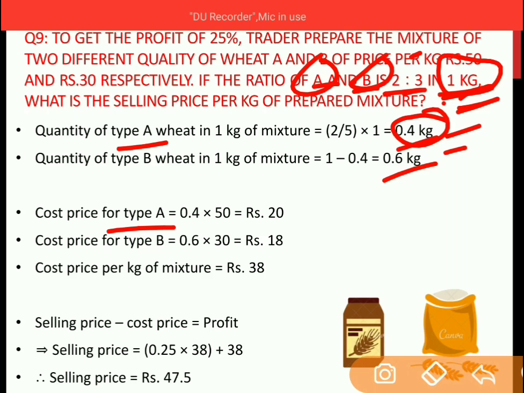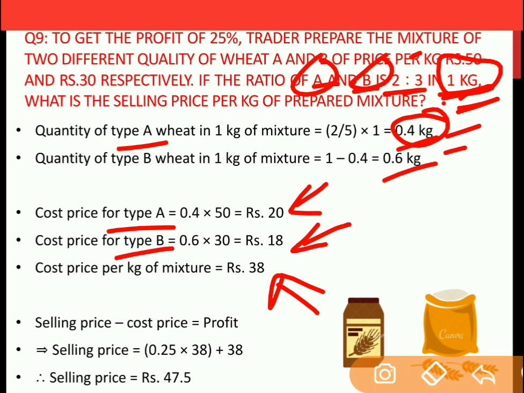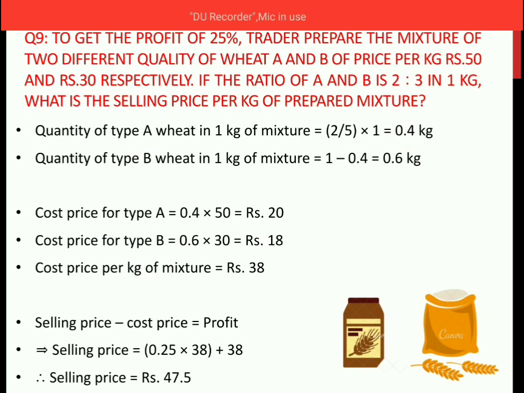So in the mixture, the cost price of wheat A is 20 rupees and of wheat B is 18 rupees. From that we can add the cost price of those two wheats so as to get the cost price of the mixture. Once the cost price is known and the profit percentage is given, then from the formula of profit, that is sales price minus cost price, we can find out the value of sales price. So sales price is equal to 47.5 rupees.